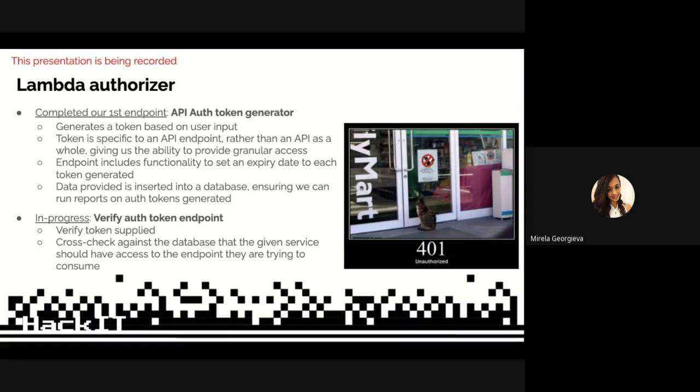We have completed our first API endpoint, which is essentially an API authorization token generator. It takes a user request. The request would involve information such as who requested the token, what service is the token for, and which API endpoint should it give access to, who authorized the token, the token access, and if the token has an expiry date or not. Based on this information, we essentially generate a JWT token, and we insert the token-related data into a database.